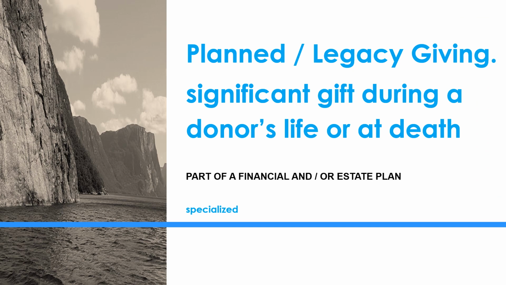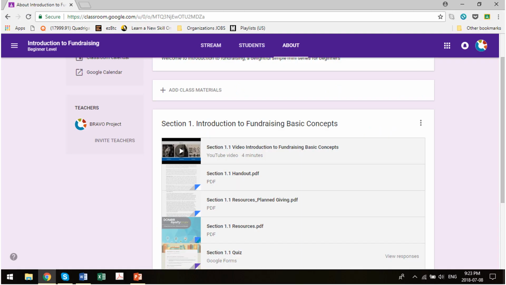Then we have planned and legacy giving. Simply put, planned giving is the process of making a significant charitable gift during a donor's life or at death that is part of his or her financial or estate plan. This type of fundraising is very specialized. However, you can learn more about it. I have provided some articles under Section 1, Intro to Fundraising Basic Concepts, in Google Classroom for you to read if you are interested.